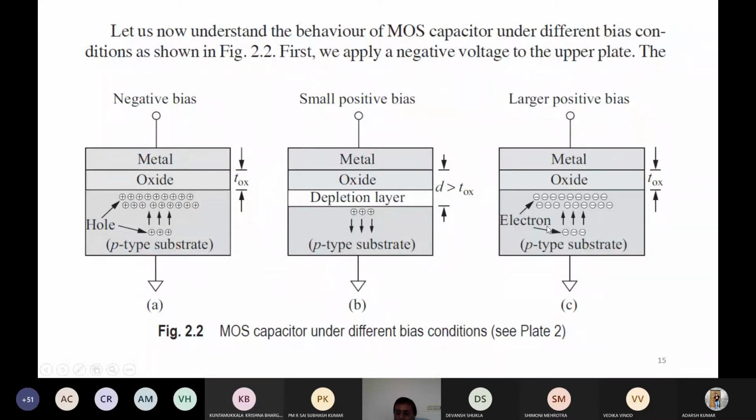So on the p substrate, an n-type channel is created. This process is called inversion. Inversion starts at VGS, the gate-to-source voltage, equal to the threshold voltage. When you apply a voltage equal to the threshold voltage, inversion starts, and this region starts becoming inverted from p to n. It is converted from p to n. This is why it is called inversion of the semiconductor material.